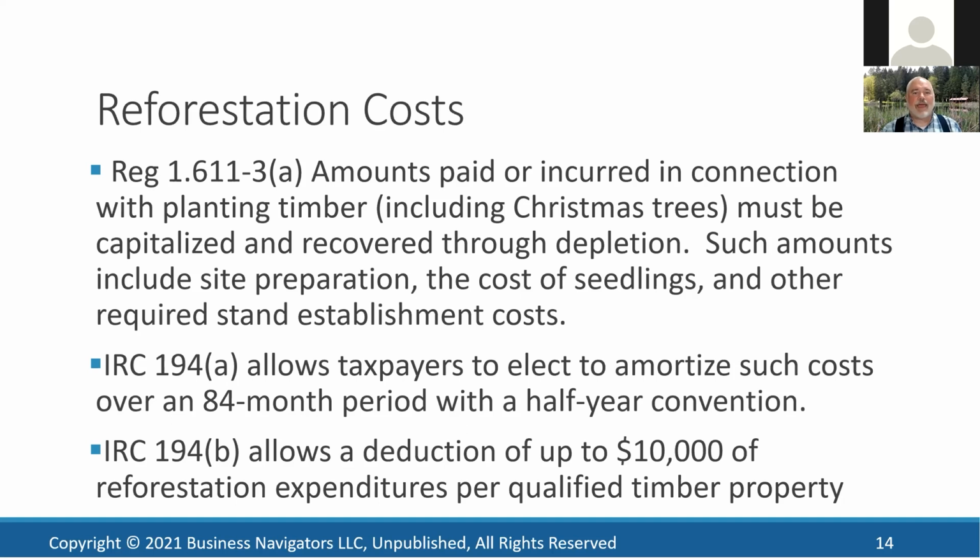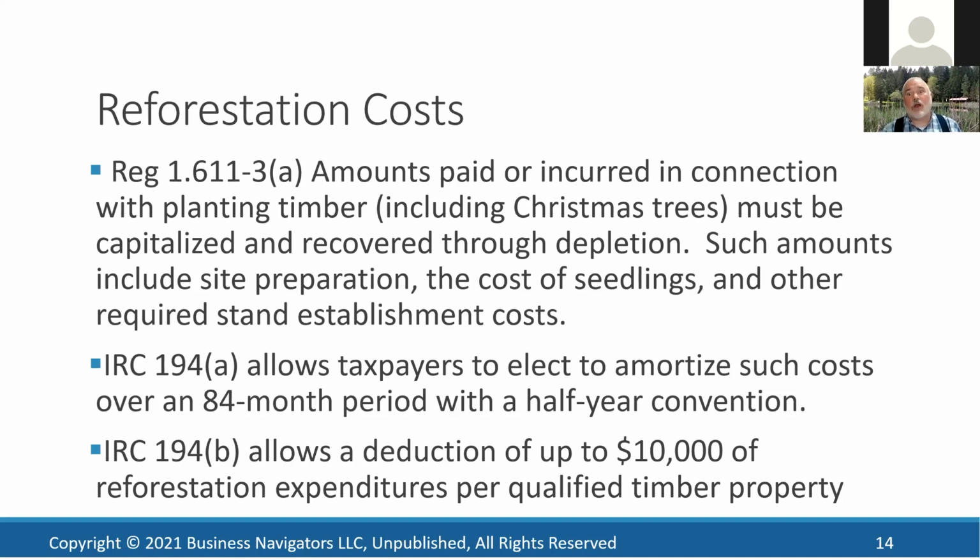Based on that, that's what we'd also do for your reforestation. It means you have to track everything, your harvests and your costs and everything, by whatever blocks you have. So per qualified timber property, per block, we can deduct up to $10,000 of reforestation expenditures for each block. And we can do both.